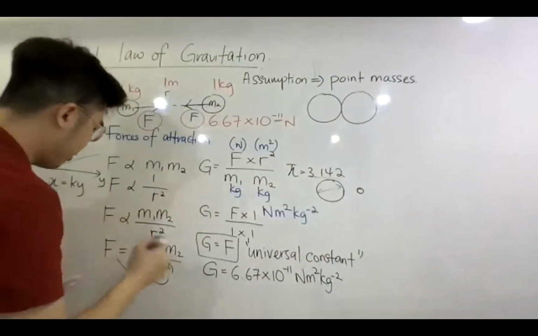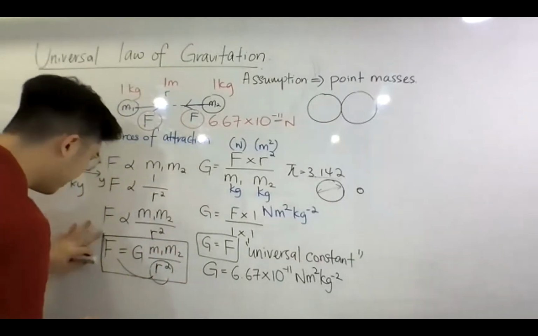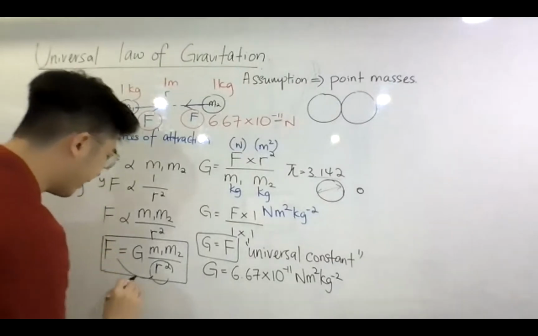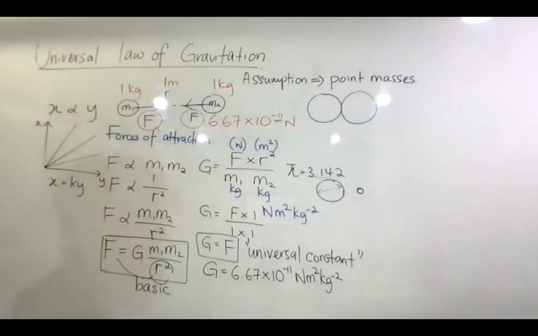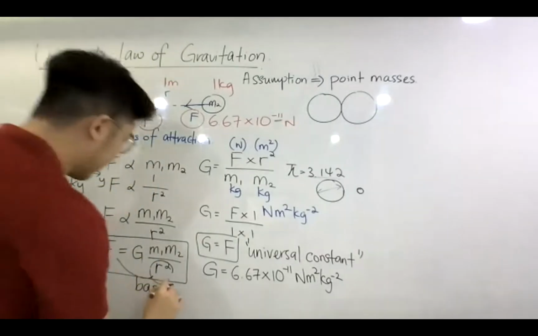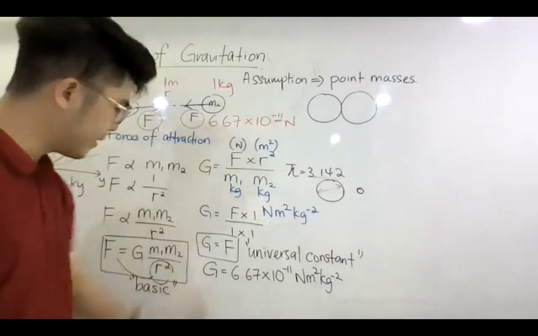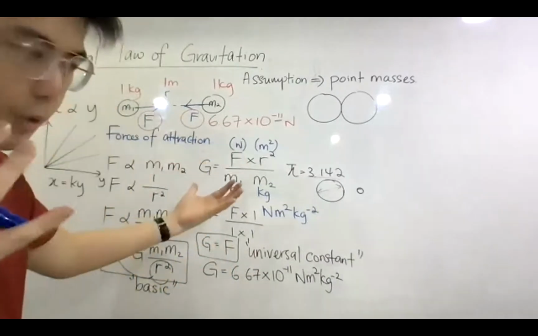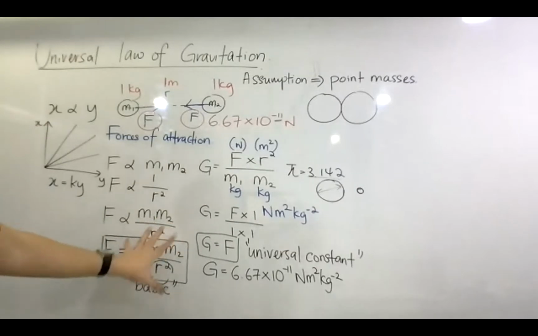Point masses. So if the assumption is point masses, that means this equation is still a very basic law, because there is a limitation. It can only be applied to point masses. But in reality, we don't have that many point masses. It's all distributed, right? So this is just a basic law. This is a fundamental law of gravitation.